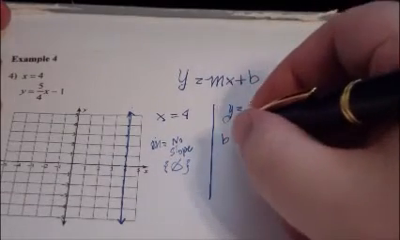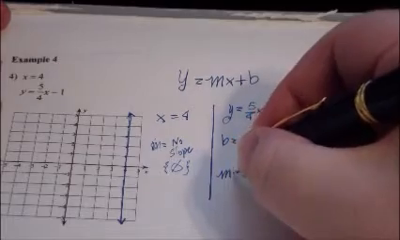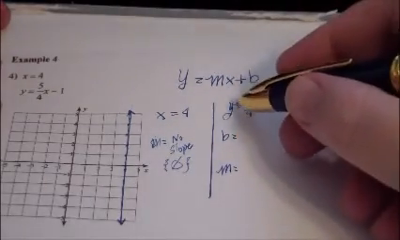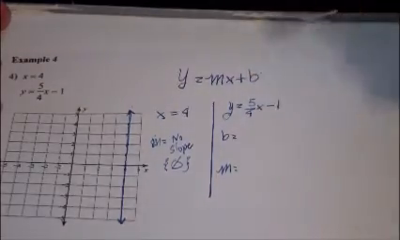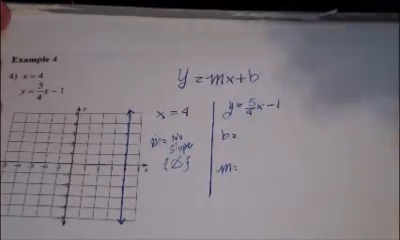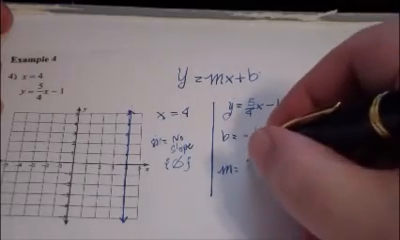All right, now we're back to the original ones. b is equal to, and m is equal to. y-intercept, slope. Okay, y equals mx plus b. What's our b? Negative 1. What's our slope? 5 over 4.